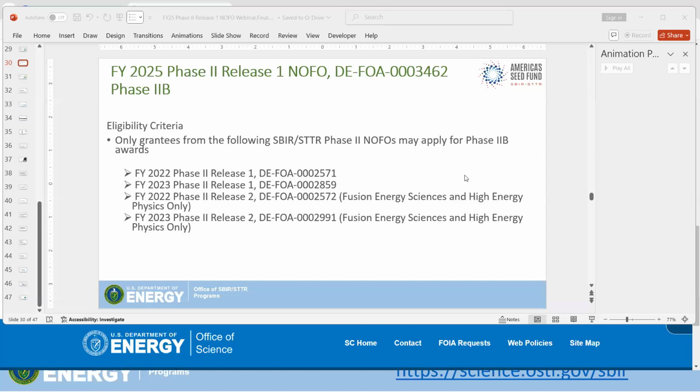I am interested in knowing if we do a no-cost extension for another 6 months after our original end date. Does that allow us to apply for a phase 2B next year, or do we wait for December 2026? Again, I think the best thing is to send me an email. I don't know what FOA you have an award for, and I will look up the information very specific to your award. Go ahead and send me an email.